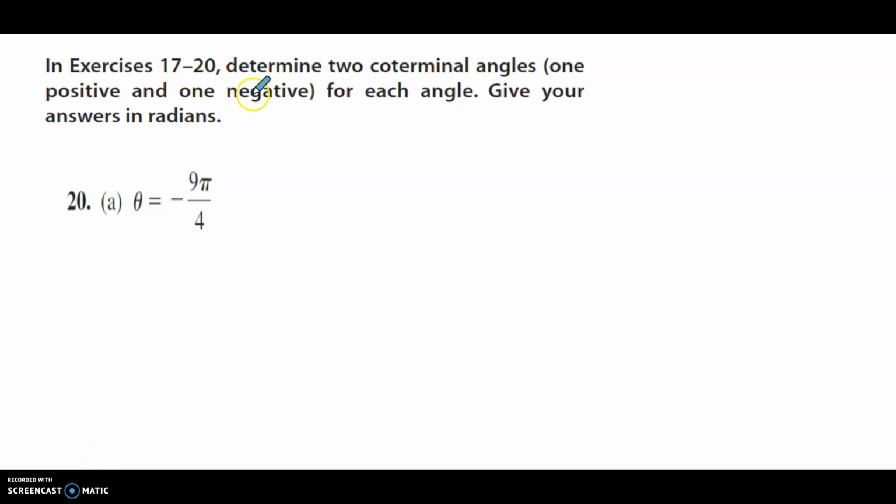All right, so it says, number 20, determine two coterminals. So there's that vocabulary that you need to be comfortable with. Coterminal angles are angles that have the same terminal side. One positive, one negative, and give your answer in radians. So I gave you the example in our notes of degrees, right? So we said it's the given angle.